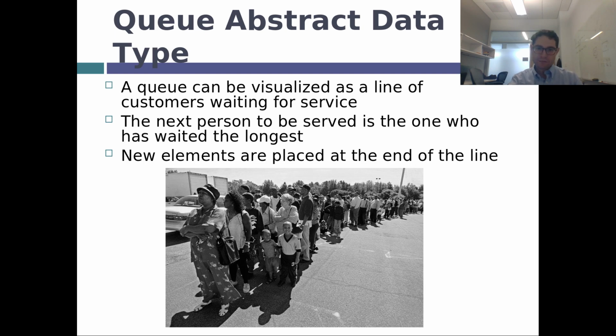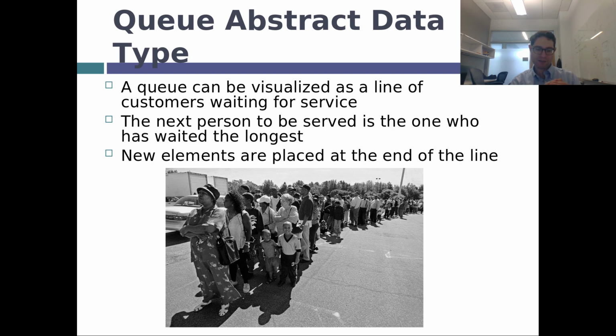Conceptually, the next person to be served is the one who has so far waited the longest, right? So new elements get put onto the end of the line and then they have to wait. And once they're at the front, they're the person who's been waiting the longest, so they get served next, right? So it's a fairly straightforward data structure. You enter at the end of the line, and then you get processed at the beginning.